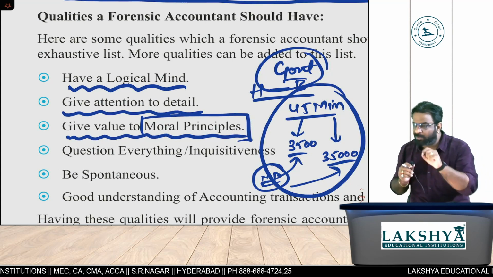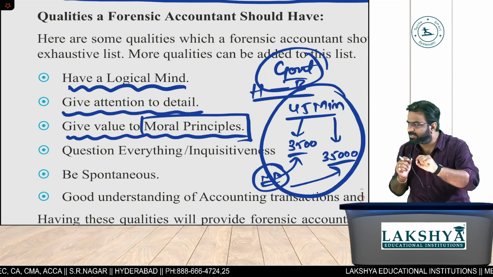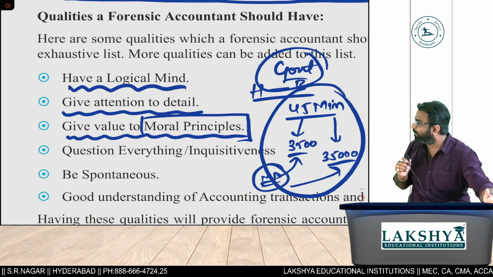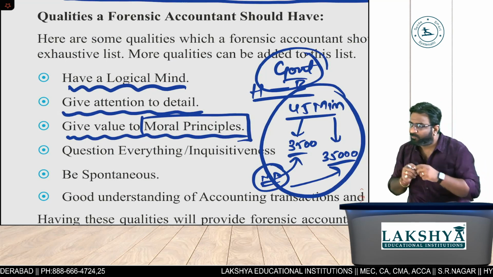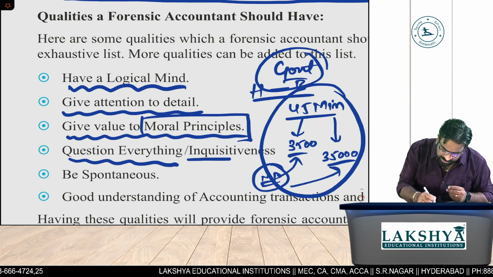These are all known as unethical expenditures or avoidable expenditures which are generally incurred by which organizations? Government organizations, because they lack moral principles. But this is a quality who should have? Forensic auditor.